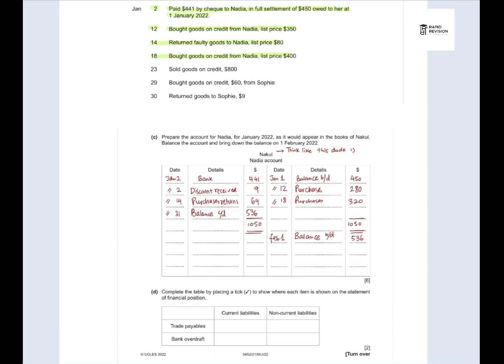Finally, to calculate balance carried down on this account, we do total of heavy side, that is 1050, minus total of light side, that is 514. We are left with 536. On January 31, Nakul owes Nadia $536. This will be brought down on February 1.